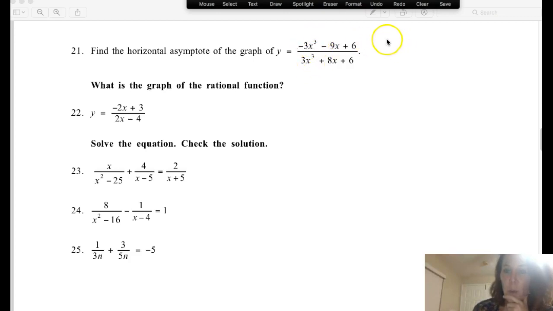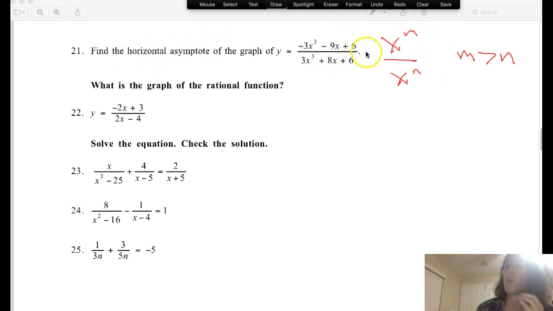Okay, so if we say the degree here, let's say x to the m over x to the n, we're going to look at the largest degree. If m is greater than n, if this is bigger, you have no horizontal asymptote. You're not going to worry about it. You actually have a slant asymptote, okay? You would have to divide them out and figure out an equation for a line. So we're not going to worry about if that's bigger.